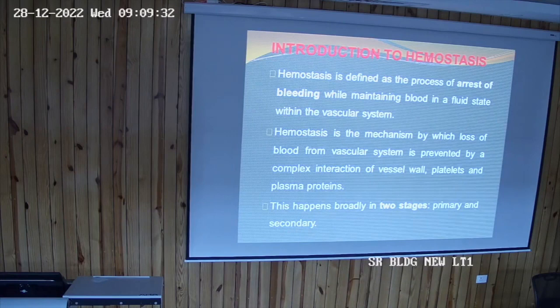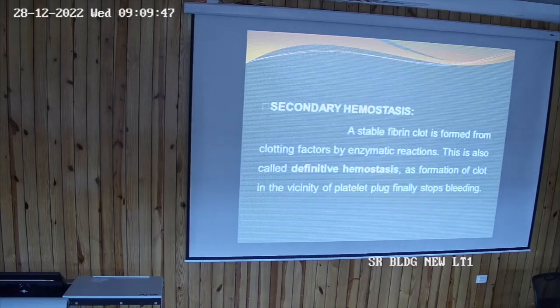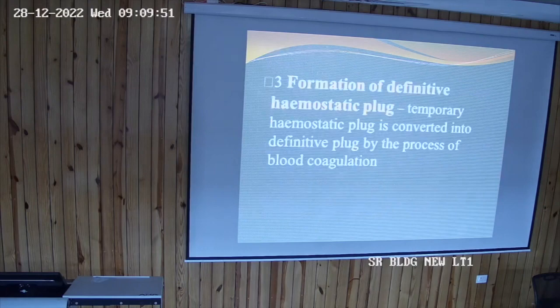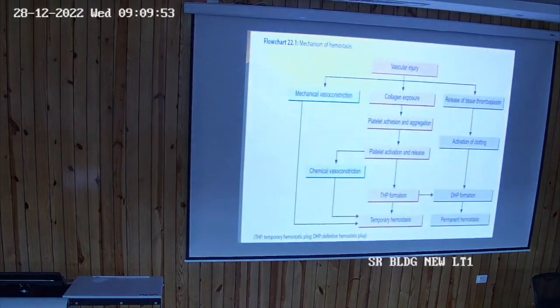Okay. Regarding platelets, the important function which we started was platelet plug formation. That was a temporary hemostatic formation. Primary and secondary we have seen. Today we are going to cover mainly the secondary. This is the basic flow chart of platelet. The functions of platelet.